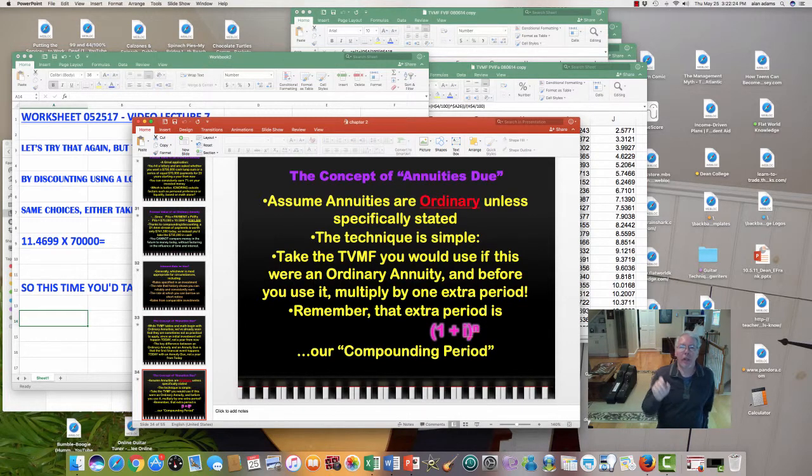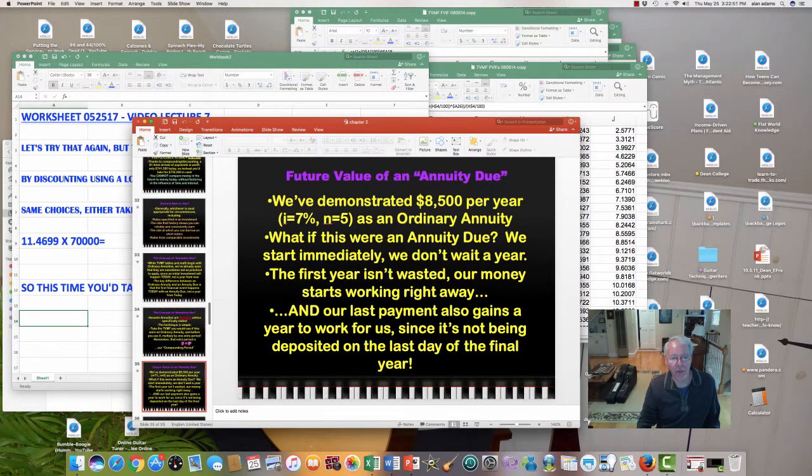So you're going to say, if this were an ordinary annuity, I'd go and grab this number from table C or D. But because this is an annuity due, I'm going to take that number, I'm going to multiply that factor by one additional period, 1 plus the interest rate, and that is the new and improved factor that I will use to do the rest of the math in this problem. All right. The best way to learn how to use these things is by an example.